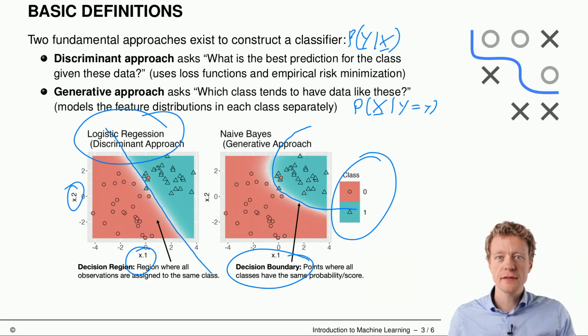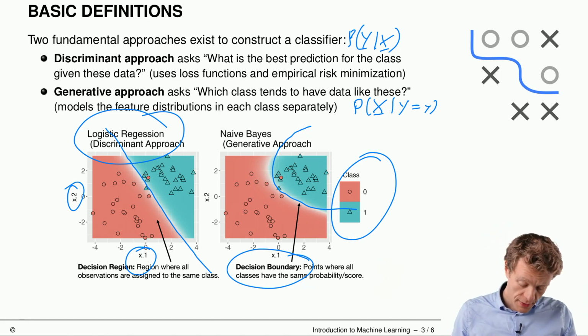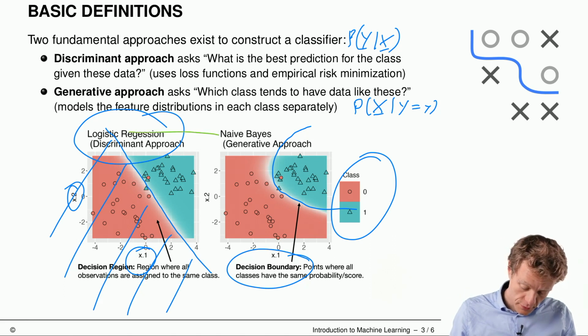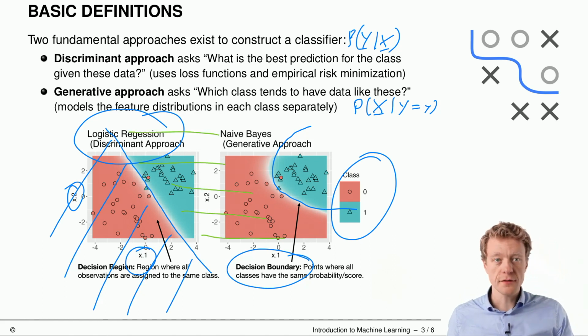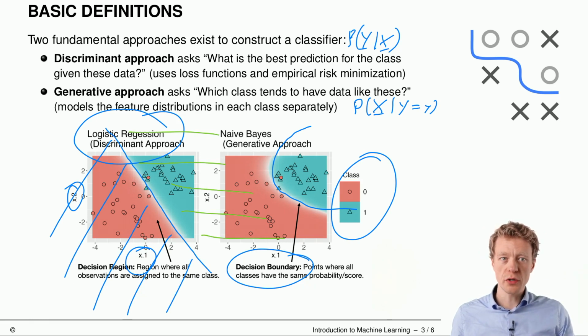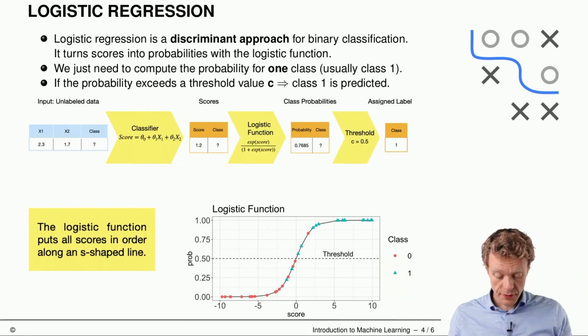The decision boundary is just exactly the points where all the classes have the same probability or score, so where we do not really know in which class we want to put those. And decision regions are then everything on the two sides of the decision boundary. So a decision region is everything which belongs to class 1 or everything which belongs to class 0. Okay, that's discriminant versus generative approach.